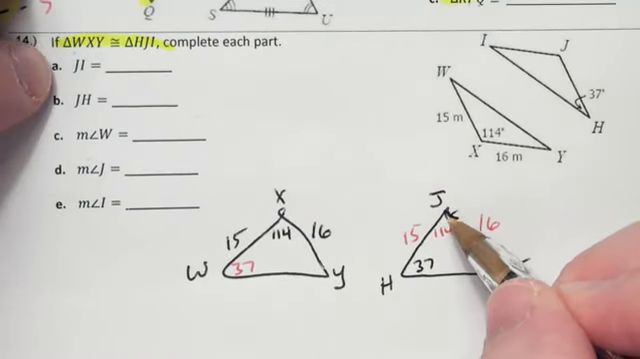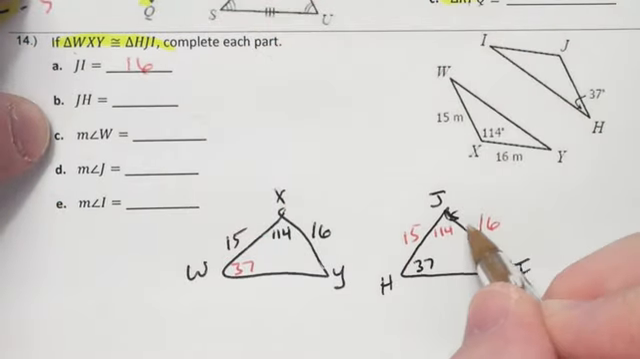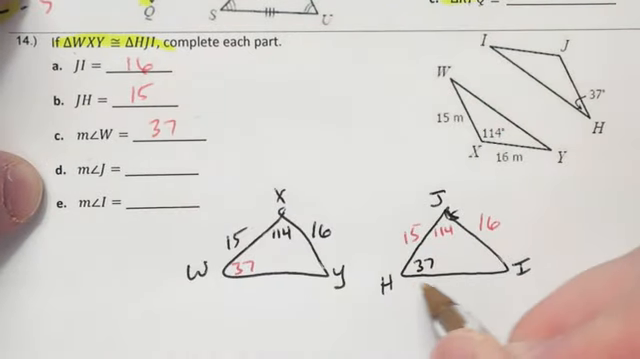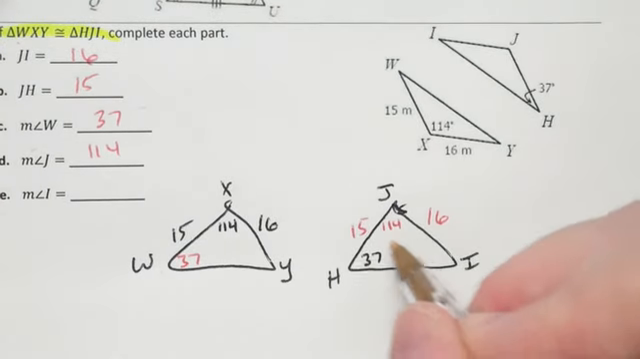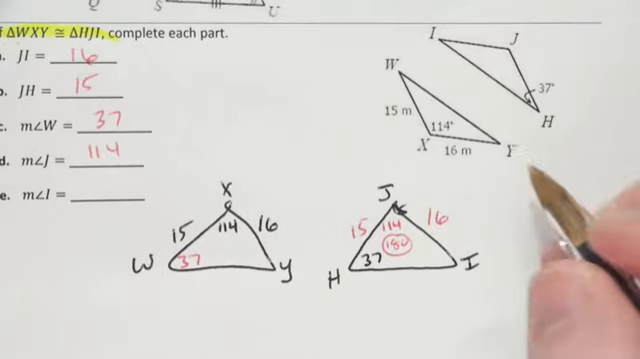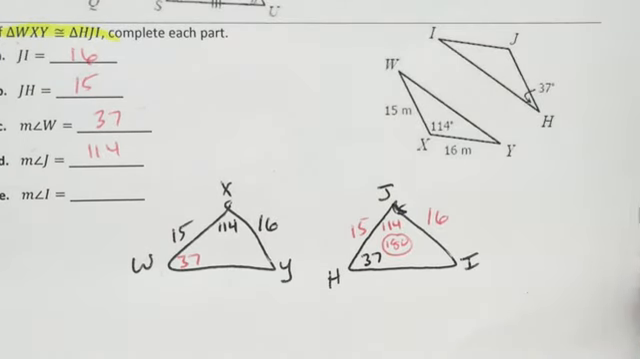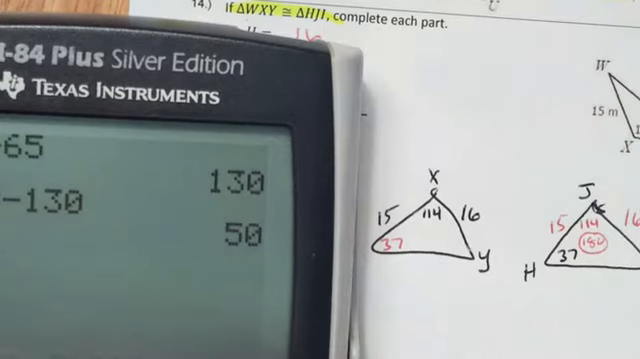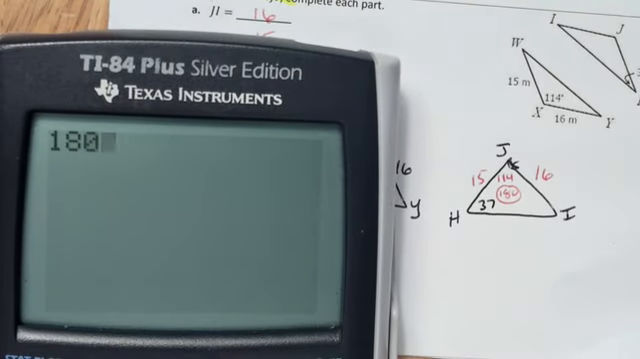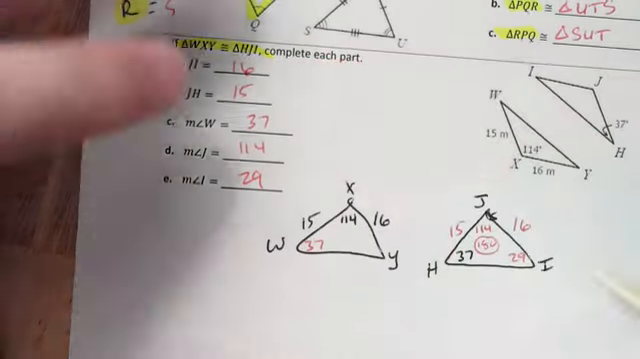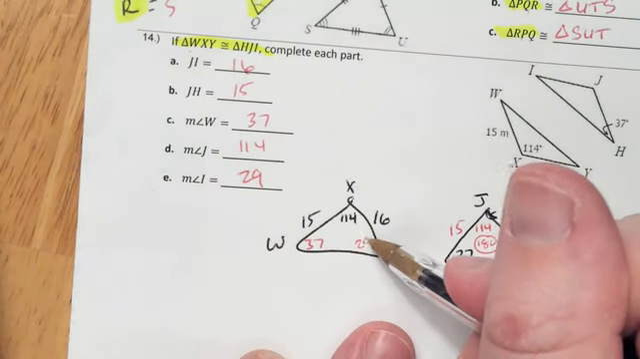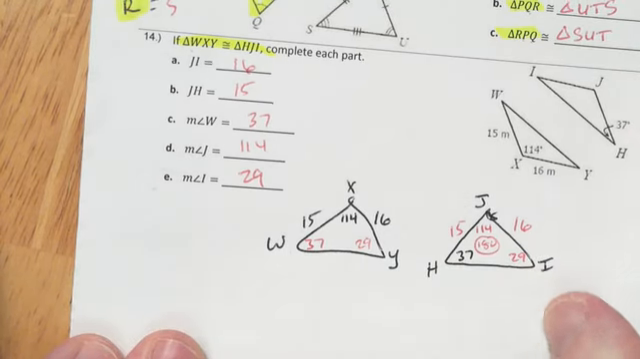They said J to I, that would be 16. J to H is 15. Angle W is 37. Angle J is 114. And angle I, I need to go find angle I. I know that these three right here add up to 180. So I'm taking my calculator, I do 180, I subtract the 114 and the 37, and this angle right here would have to be 29. So what was angle I? 29. And we're done with that problem. And Y would also be 29 because it would be the same angle. All right, move it up.